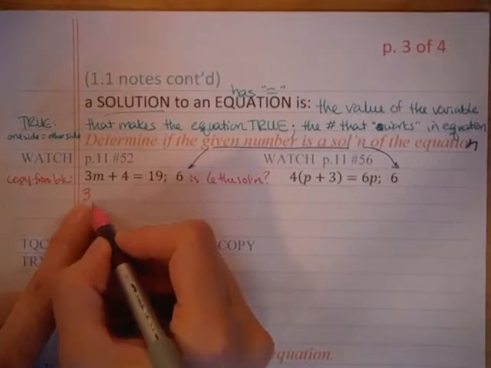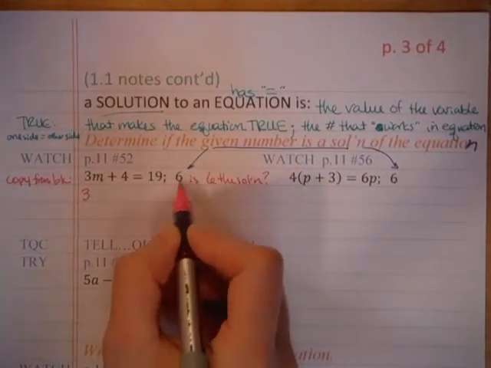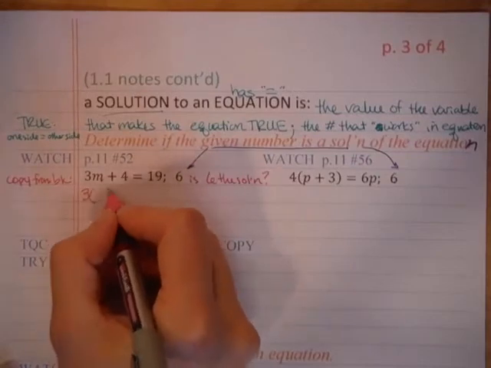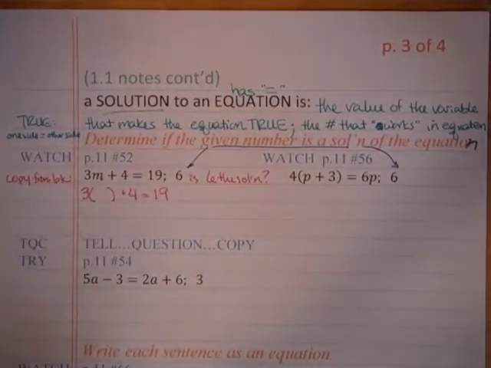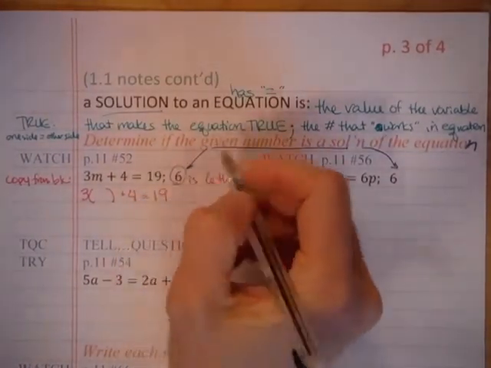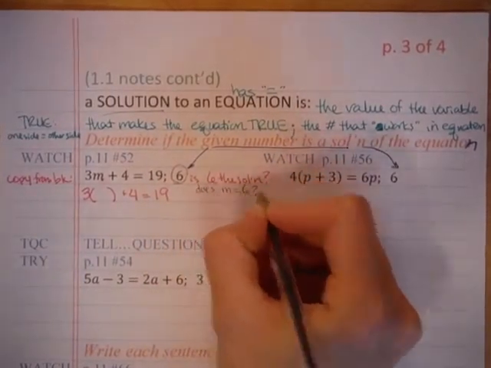But then on my second step, I rewrite the equation without the variable, because I know I'm going to replace it. The way you determine is we're going to substitute it back in. So 3 times blank plus 4 equals 19. And my question is, is 6 the solution? Does n equal 6? So we're going to try it.